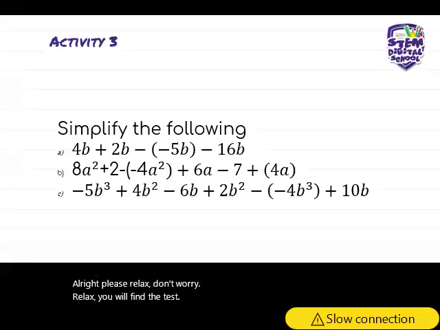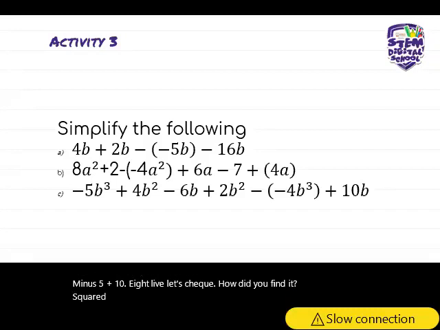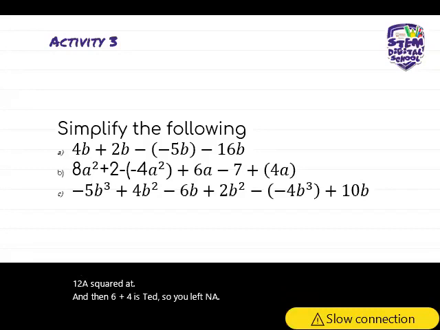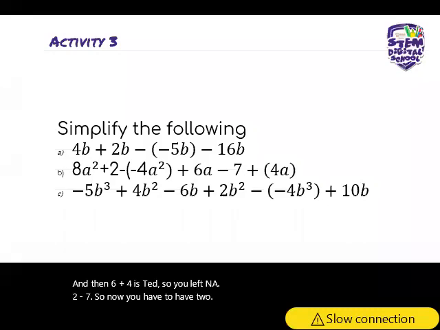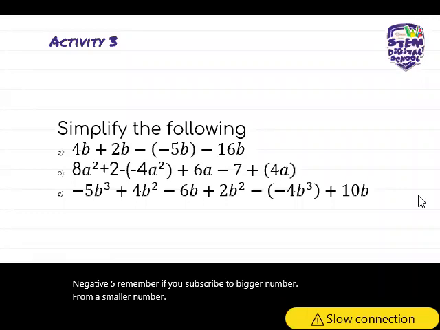Right, I see Cleo says 12a squared minus 5 plus 10a. Right, let's check. How did you find that? 8a squared plus 10. All right, so negative times negative is positive. If you add 8 and 4 there, you get 12. Yes, I agree with you. 12a squared, right? And then 6 plus 4 is 10. So you have 10a, 2 minus 7. So now you have to have 2 subtract 7, that will be negative 5. Remember, if you subtract a bigger number from a smaller number, you'll definitely get a negative number.